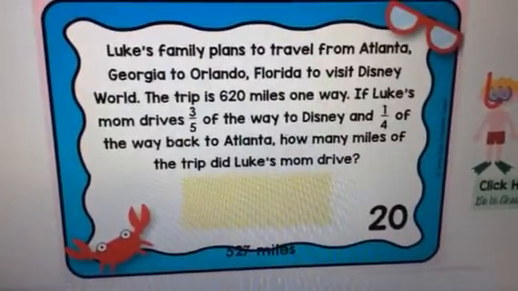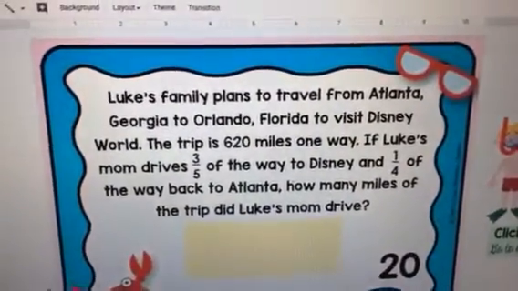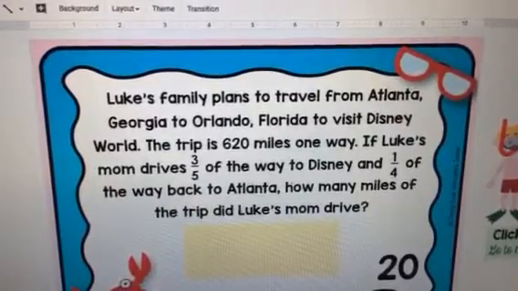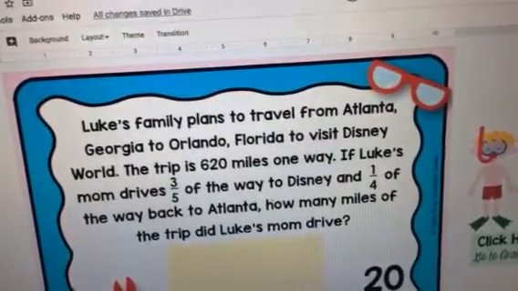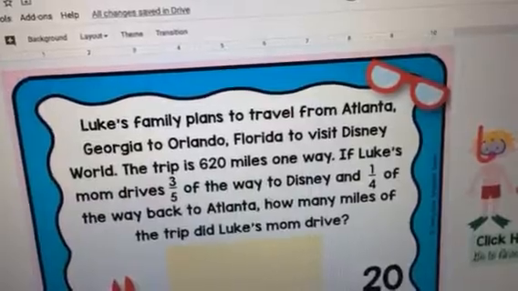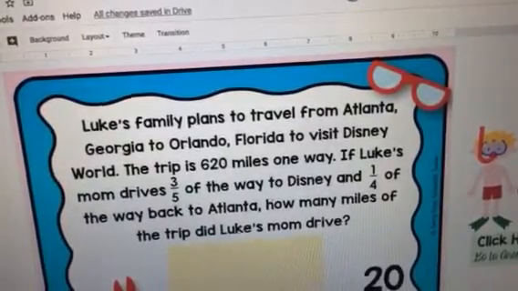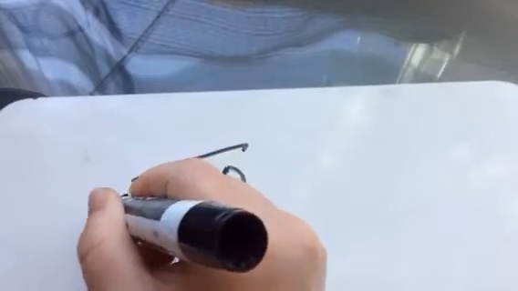Almost done. Luke's family plans to travel from Atlanta, Georgia to Orlando, Florida to visit Disney World. The trip is 620 miles one way. If Luke's mom drives 3/5 of the way to Disney and 1/4 of the way back to Atlanta, how many miles did Luke's mom drive? This is a double problem. So let's just figure out what 3/5 of 620 is. So we're going to take our whole number. We're going to divide it by our divisor, our denominator, which becomes our divisor.